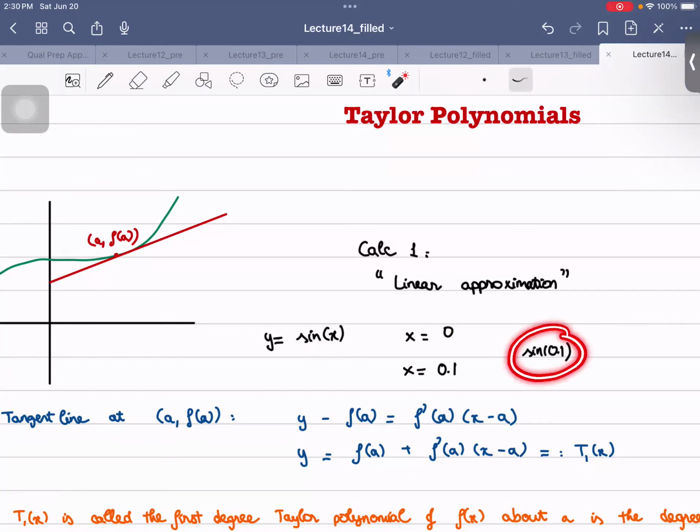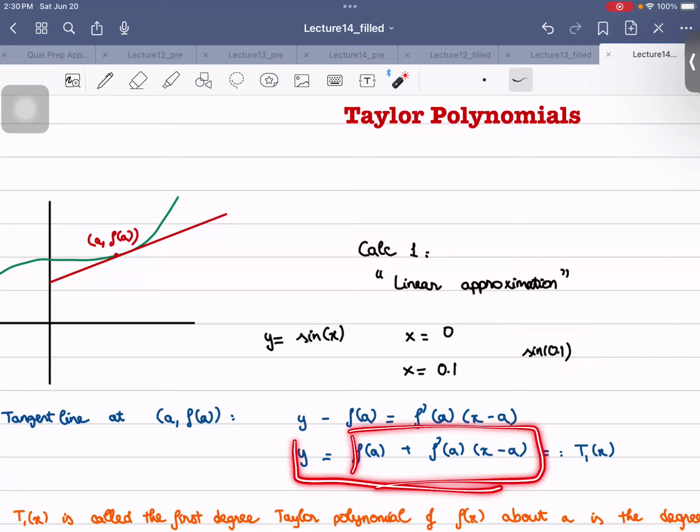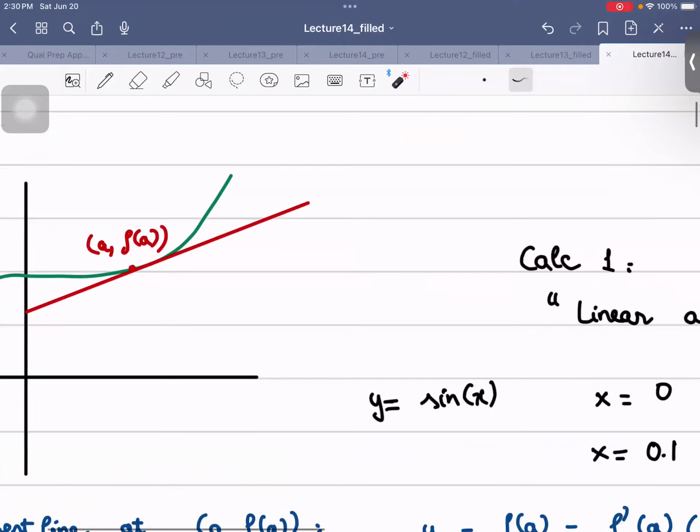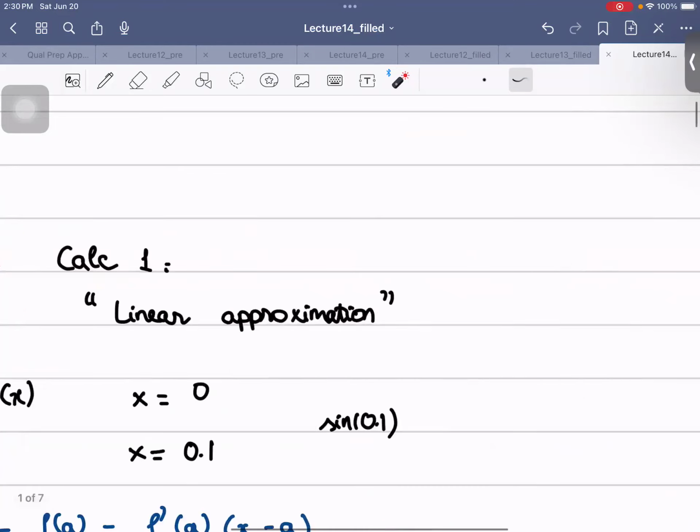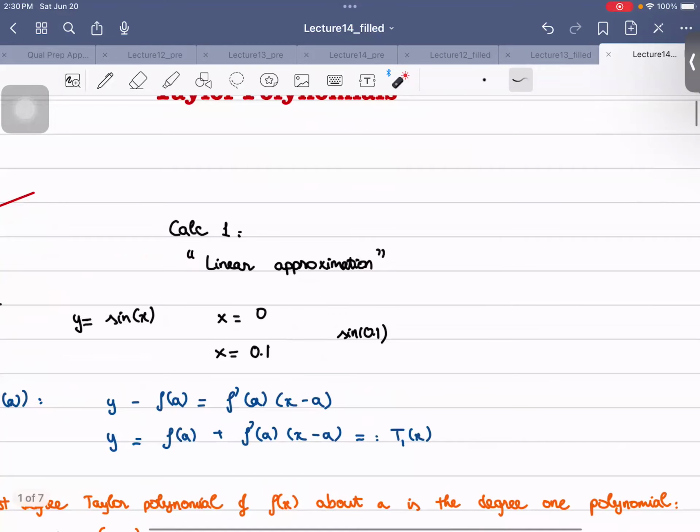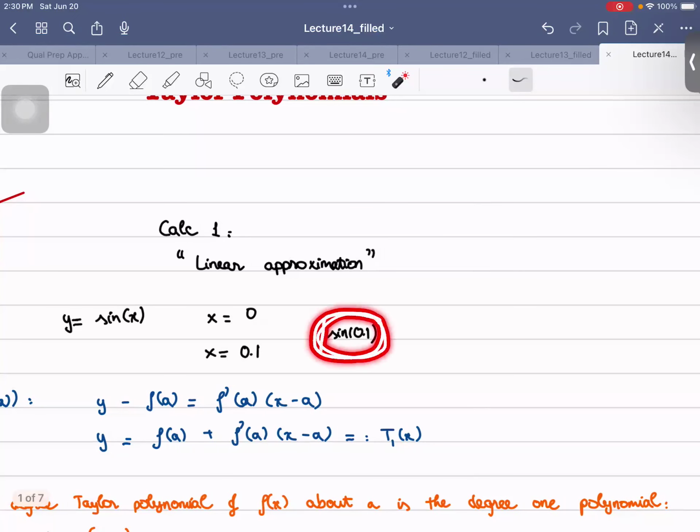It's not easy to find psi of 0.1, but with the help of function approximation, and most of the time you're going to approximate the function by a polynomial. So let me suppose this is the point that you want to find. If you can write down the tangent line equation at x equal to 0, then you can use that approximation to approximate the output of your function at that point.